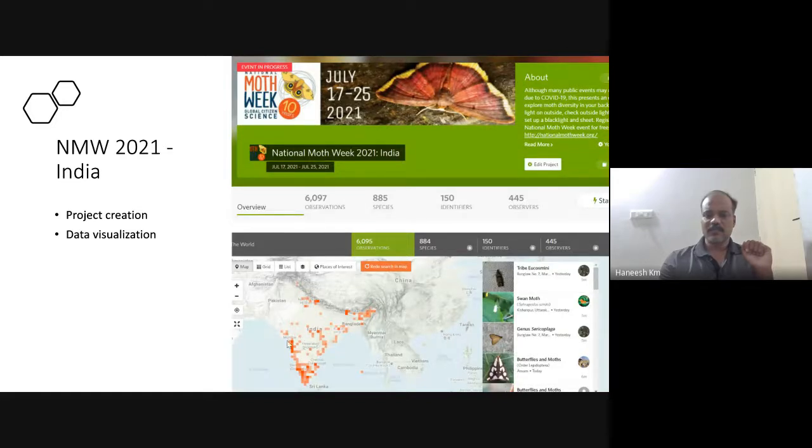You can see that the Western Ghats is a major area, also some parts of the Eastern Ghats and the Himalayas. These are the major areas where the reports are more. Obviously these are the more biodiverse areas, and also more people are active in these areas. You can also see which are the most common species reported. So data analysis is quite easy with iNaturalist.